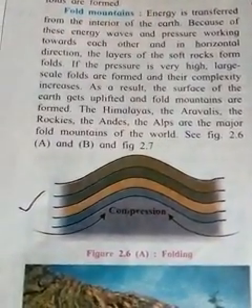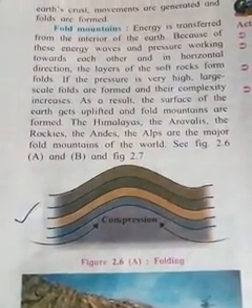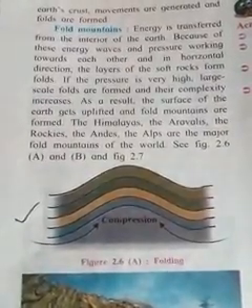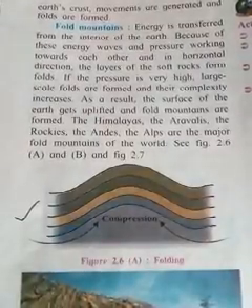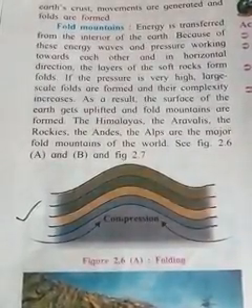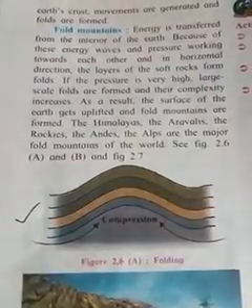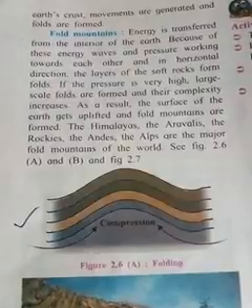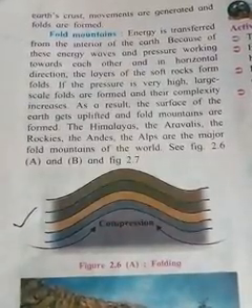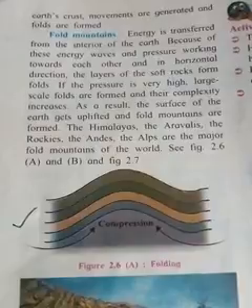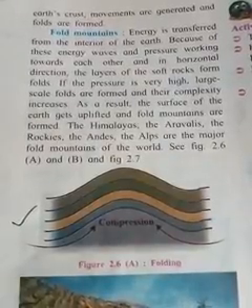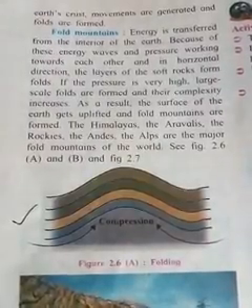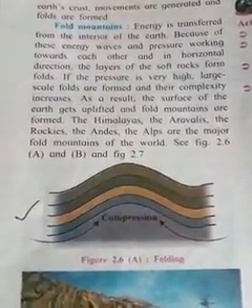Here are given some examples. Which mountains are fold mountains? The Himalaya, the Aravalli, the Rockies, the Andes and the Alps are the major fold mountains. That means the Himalaya is a fold mountain and the Aravalli is also a fold mountain. The Rockies, the Andes and the Alps are major fold mountains. Here are given some examples of fold mountains.